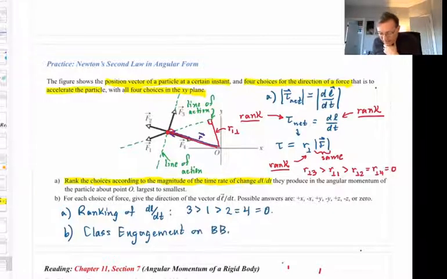And here's what part B says. For each force, one at a time, 1 through 4, give the direction of the vector dL/dt. I'm not talking about magnitude, I'm talking about the dL/dt vector. What is the direction of the dL/dt vector? Your possible answer choices are plus x, plus y, plus z, minus z, or 0 if there is no dL/dt.